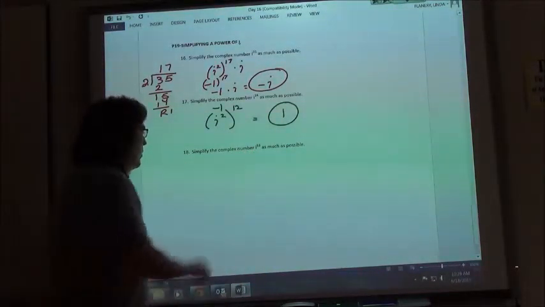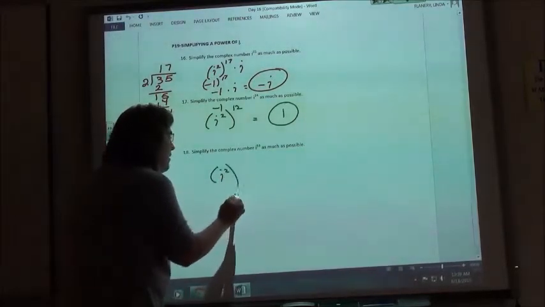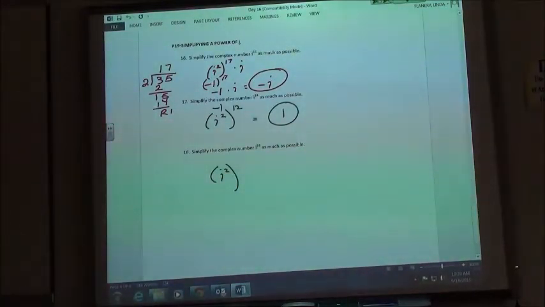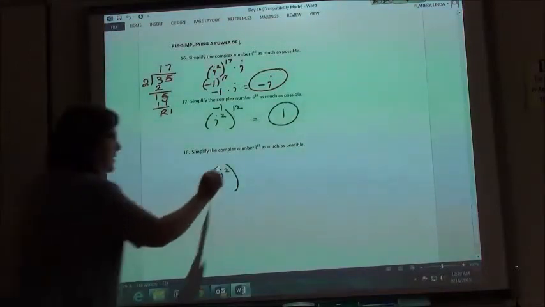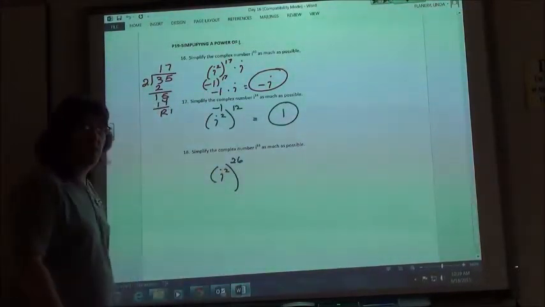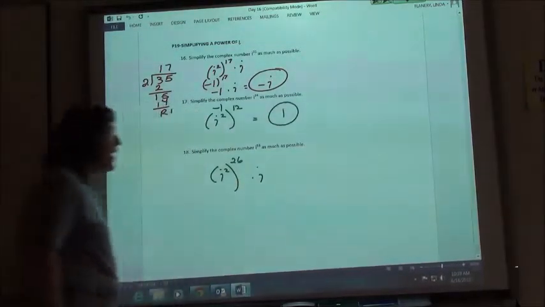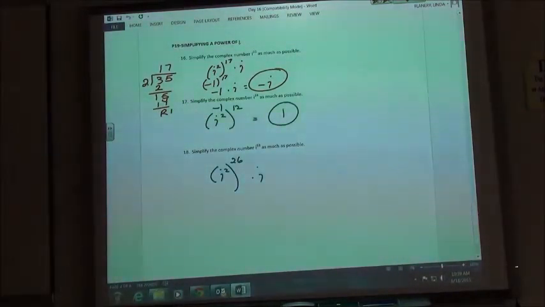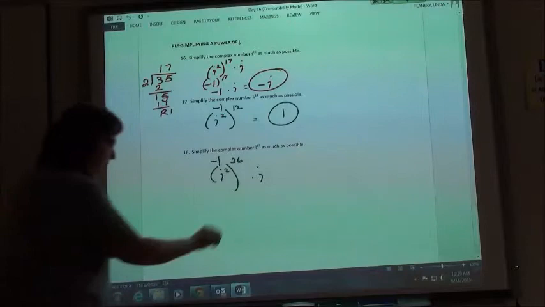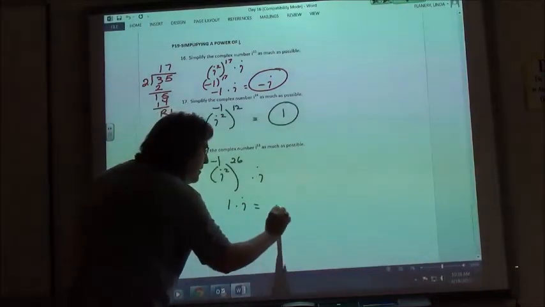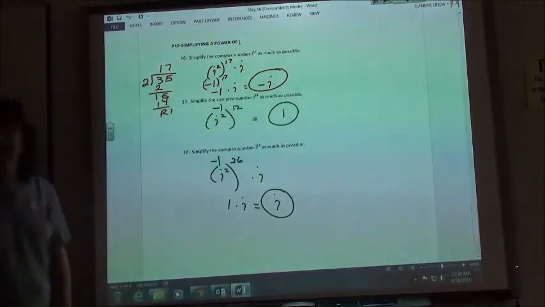So 18, we're going to write it as i squared to the 26. That gives me 52, so I need that extra i on the end to get to my 53, right? i squared to the 26th power. -1 to the 26th power is 1, and 1 times i just gives me i then for my answer.